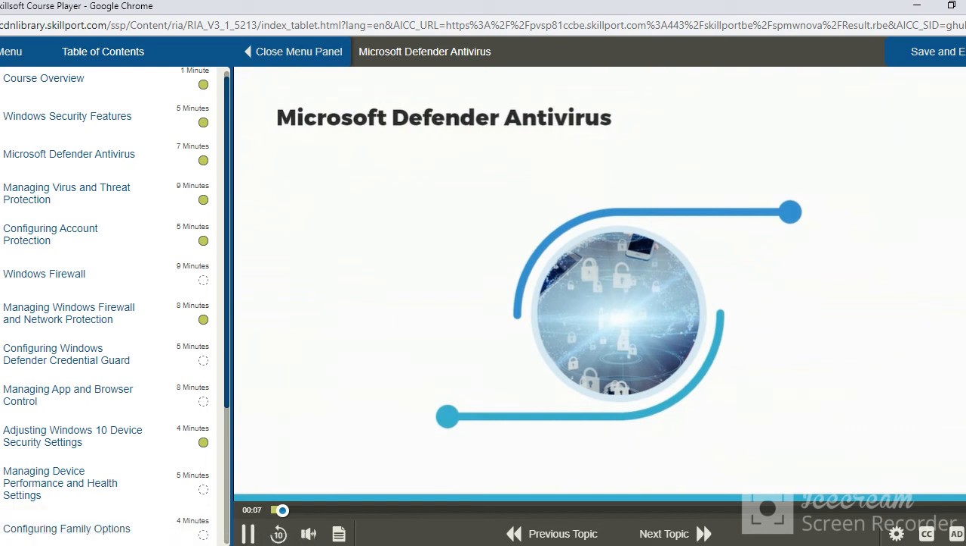Video, we'll take a closer look at Microsoft Defender Antivirus, which is a built-in component of Windows, which provides real-time protection against malware, and also provides any information about malware that has been detected on your system. Now, in short, this is your primary means of protecting your system against viruses, spyware, ransomware, and various other types of attacks.